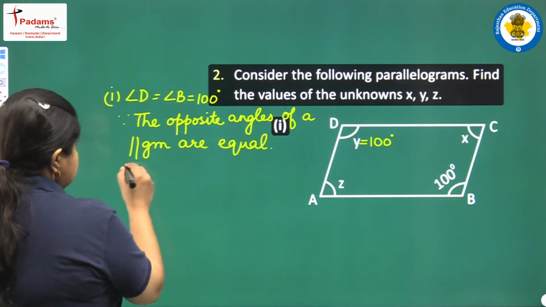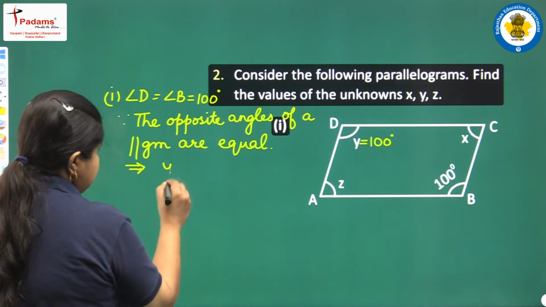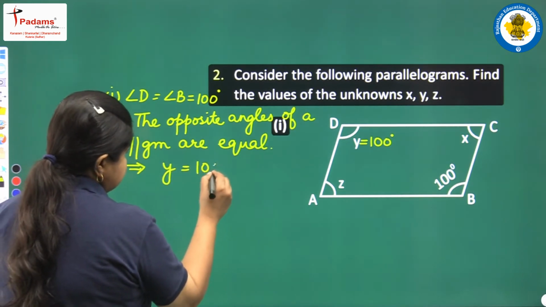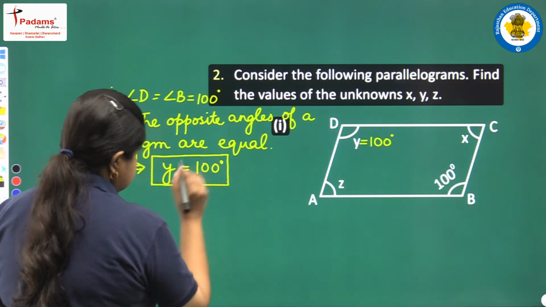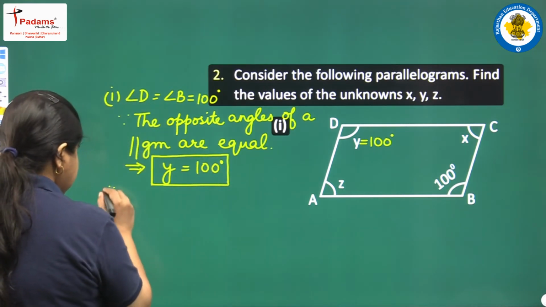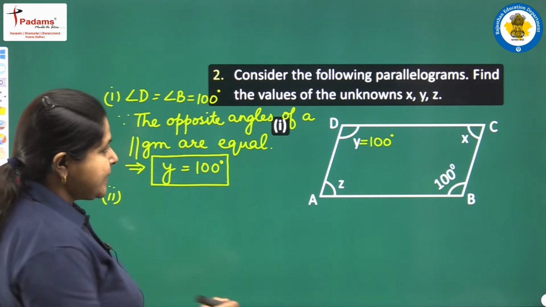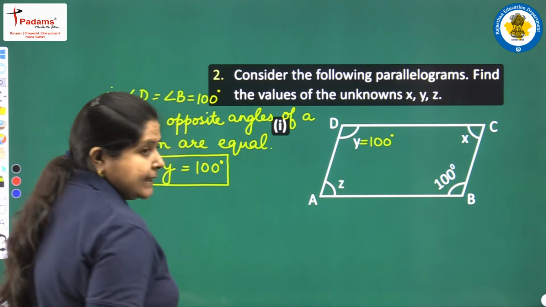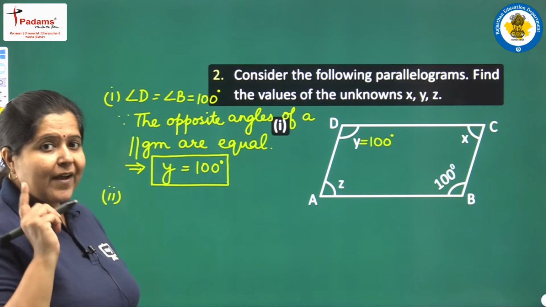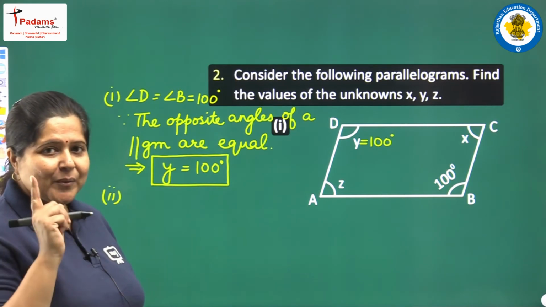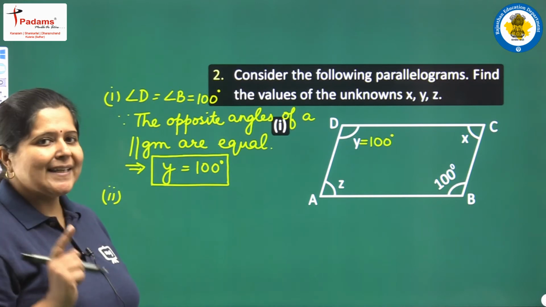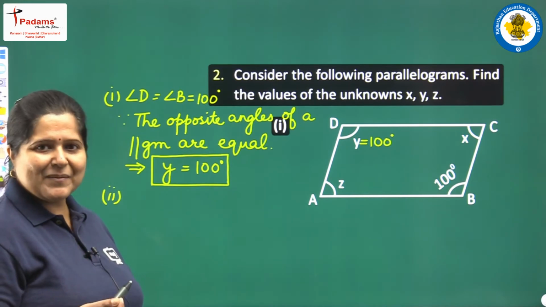So this means that angle y is equal to 100 degree. This is the first value that we have found. Then the second part we will be doing is, clearly this angle y and angle z, they both are forming a pair of adjacent angles and their sum will be equal to 180 degrees because the adjacent angles are supplementary.